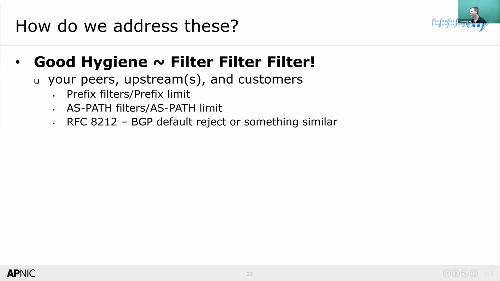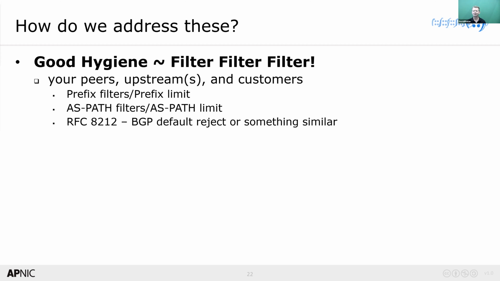We've got to start at the top, right? We've got to work with the basics. Filter, filter, and filter. It's all about routing hygiene. So always filter your peers, your upstreams, and your customers. These include, and are not limited to, prefix filters and prefix limits, AS path filters, AS path limits.